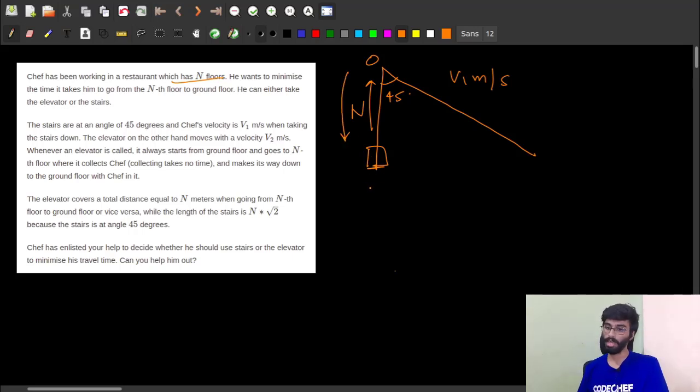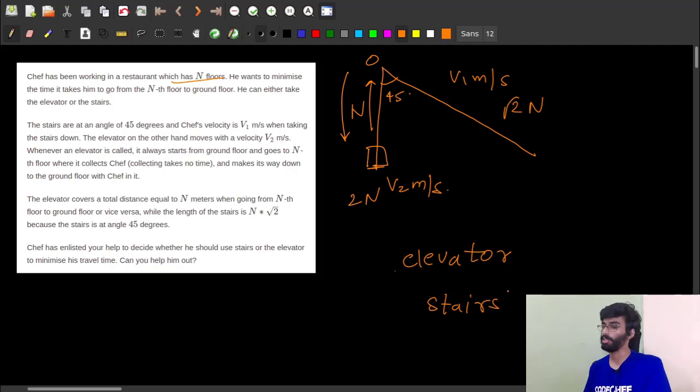So the distance travelled by elevator will be 2 times n and the distance travelled on stairs will be √2 times n. So we have to tell the chef which way is the fastest way to go to the ground floor, and the speed of the elevator is v2 meter per second. So we have to check which way is the faster way to go to the ground floor, and according to that we have to output either elevator if that is the fastest way, or stairs if that is the fastest way to go to the ground floor.